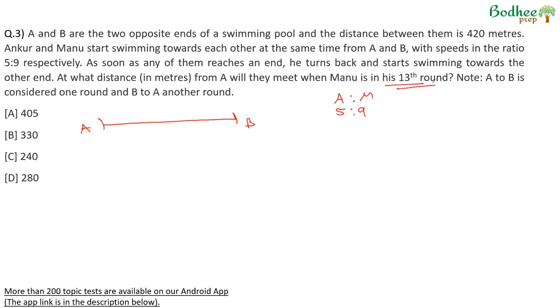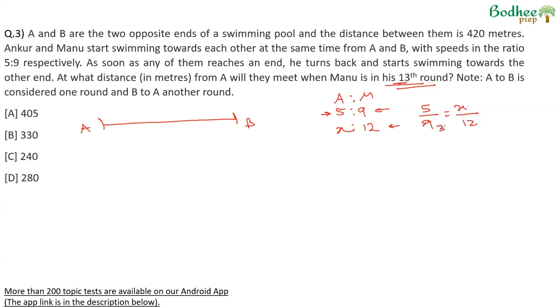When Manu is in his 13th round, note A to B is considered one round, B to A is another round. Now, if Manu is in 13th round, Manu would have completed 12 rounds and started the next round. When Manu completes 12 rounds, how many rounds will Ankur complete? Since the ratio of speeds is 5:9, whenever Ankur does 5 rounds, Manu will do 9 rounds. If Ankur does x, Manu does 12, we find the value of x.